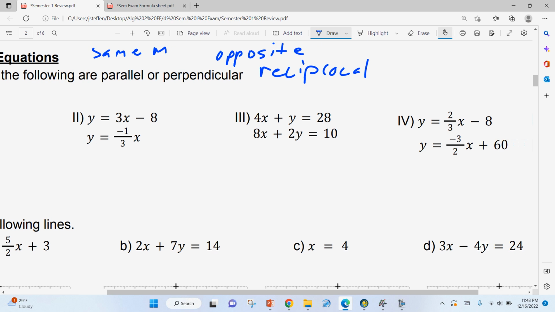So opposite reciprocal, opposite refers to positive and negative. So if it's a positive, change it to a negative. If it's a negative, change it to a positive. Reciprocal is flipping your fraction. So if it's x over y, you need to flip it to y over x. That's all that means, flipping that fraction.